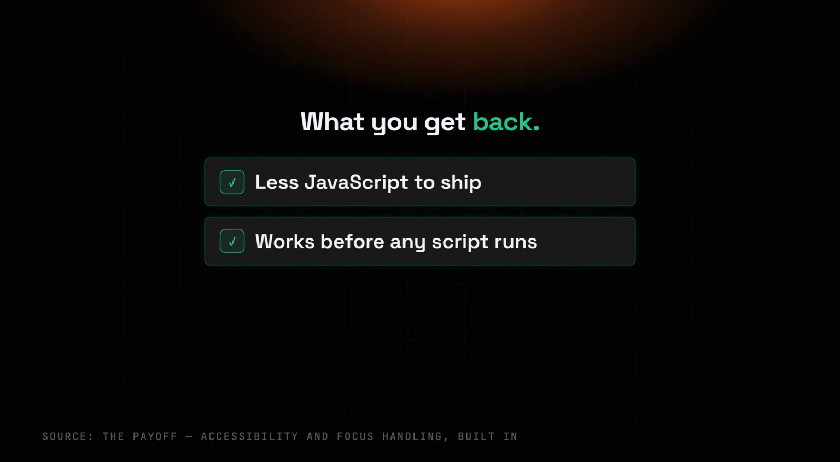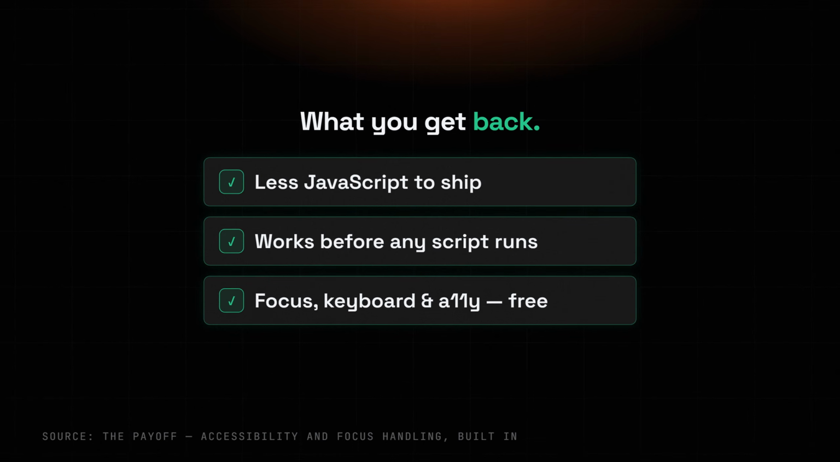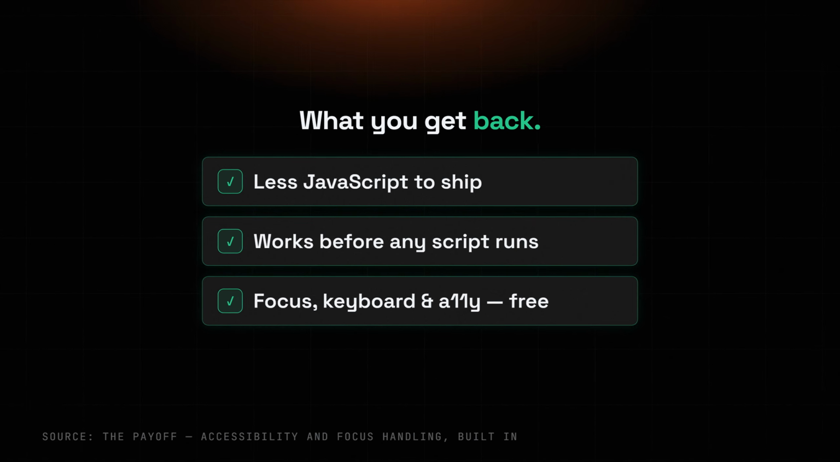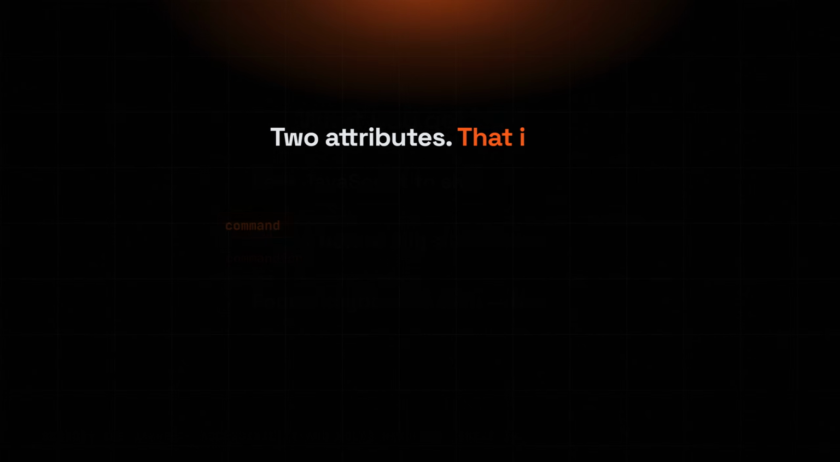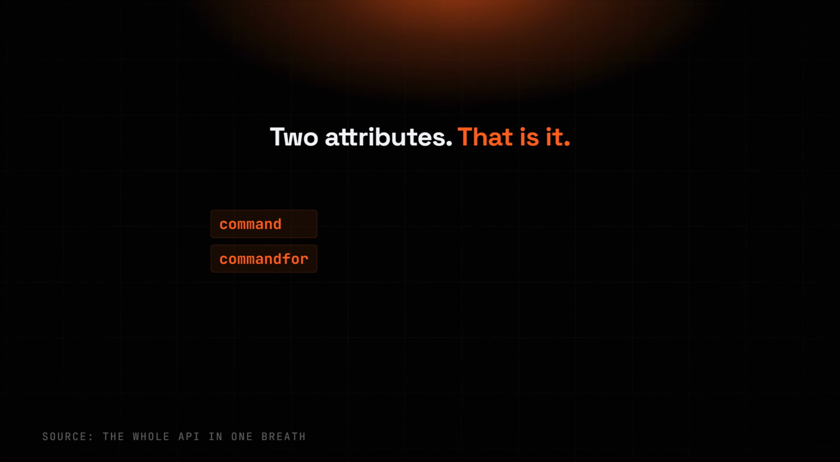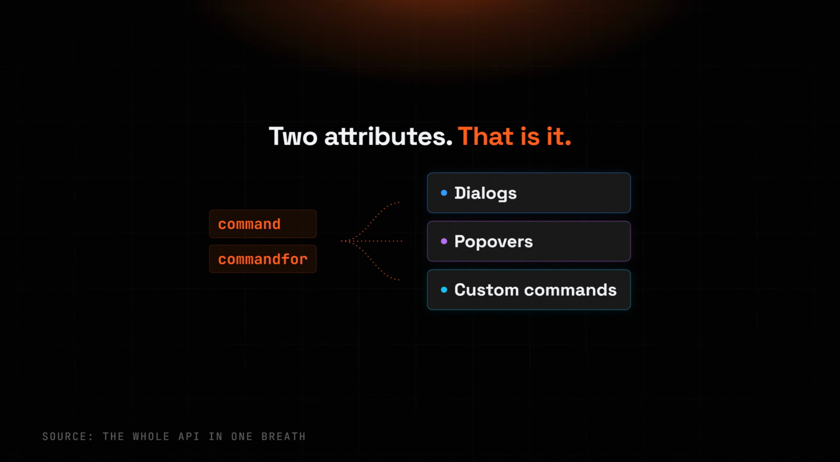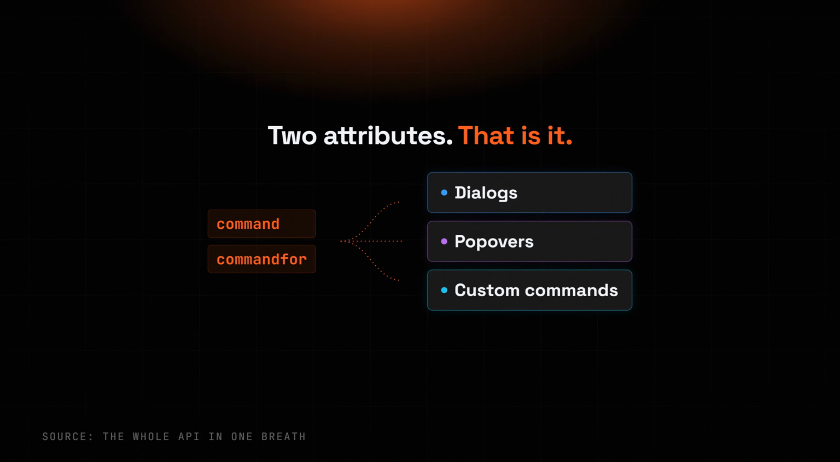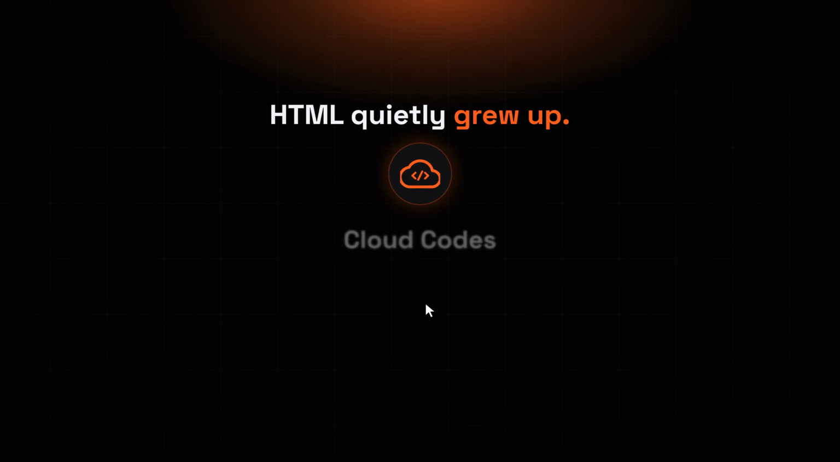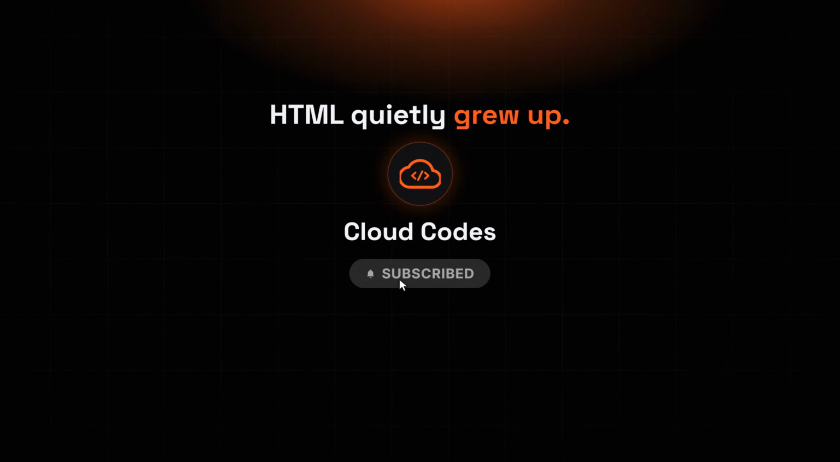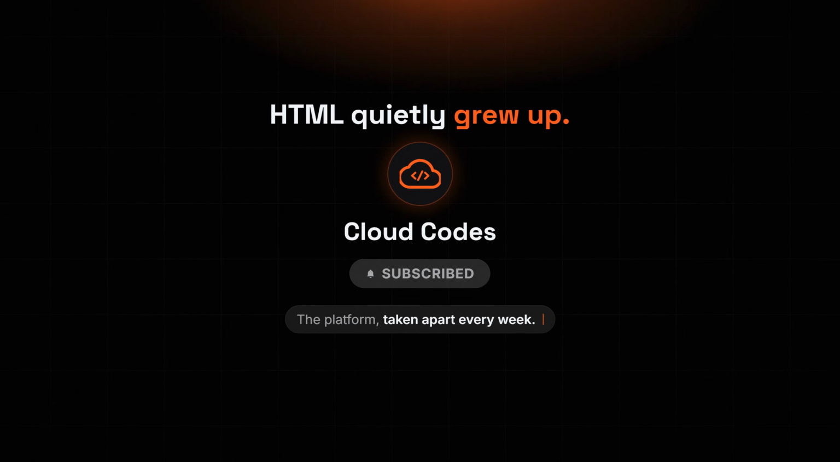Less JavaScript to ship, buttons that work before a single byte of script has run, and focus management, keyboard handling, and accessibility roles all wired in for you, for free. So here is the whole thing in one single breath. Command plus commandfor, dialogs, popovers, and your very own custom commands. Two little attributes, quietly doing the job that 100 lines of script used to do. HTML grew up while we were not really paying attention, and a whole lot of buttons just stopped needing JavaScript.